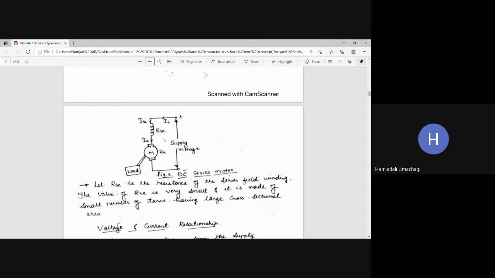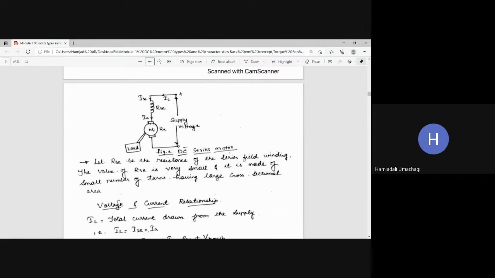So the characteristic of this field winding is what? It is characterized by very few turns, but those turns have a large cross-sectional area. Why? Because it is going to carry a large current. In order to withstand that large current, it should have what? A large cross-sectional area. That is the reason we give a large cross-sectional area for the series field winding. But it will not be the same for the next one, the DC shunt motor. You can see the characteristics of the DC shunt motor in the further section.